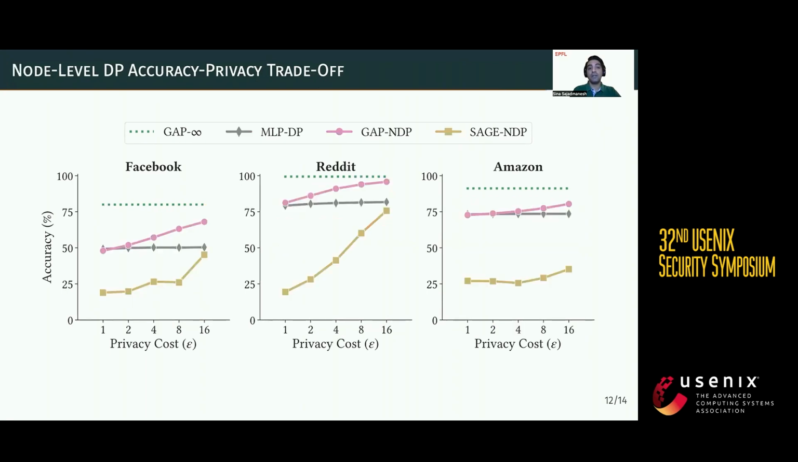Here's also the same experiment in the node-level DP setting. Here we choose higher epsilon values from 1 to 16 because node-level DP is harder to achieve as we need to hide much larger differences and thus requires higher epsilon values. Again, we can see that GAP, the pink curve, still has much better accuracy-privacy trade-offs compared to the other methods.